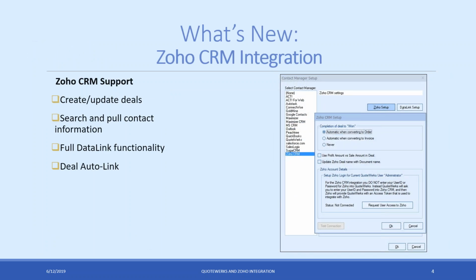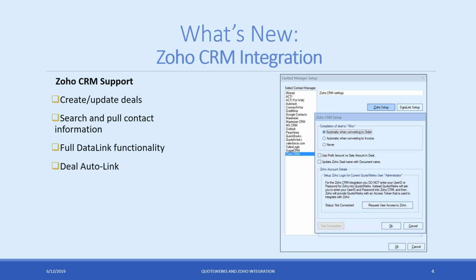So the Zoho integration basically has kind of 4 main functionality points, 4 integration points. The biggest one is going to be to be able to create and update those Zoho deals. So that's pretty important for any CRM that we integrate with, is we want to be able to create and update those deals specifically in Zoho, so that all the information that you're creating in QuoteWerks, when you're creating your documents, all that important sales information is flowing directly into Zoho.